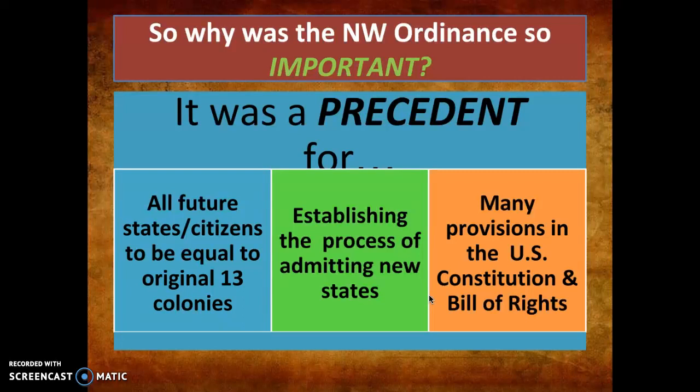It allowed for the process of admitting new states. So from this point forward, after the Northwest Ordinance was drafted, any state or territory that wanted to apply for statehood went through the same process that was established in this ordinance. So many of the provisions, or the terms, that we see in the U.S. Constitution and Bill of Rights were derived from the Northwest Ordinance.